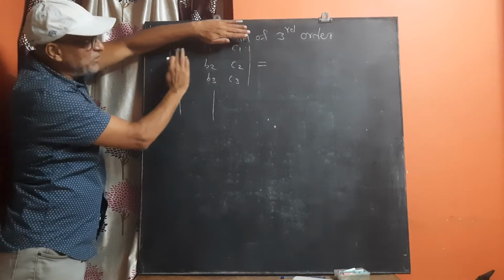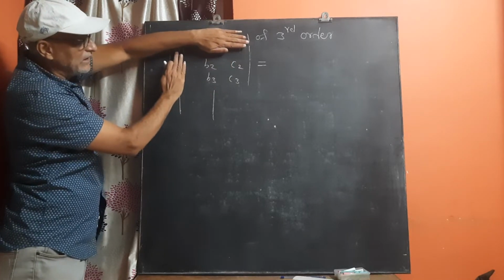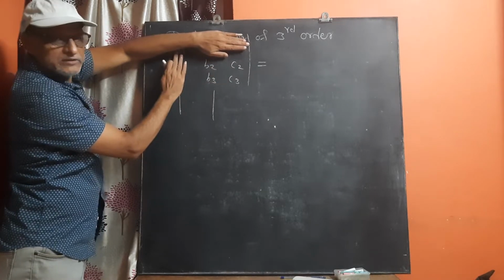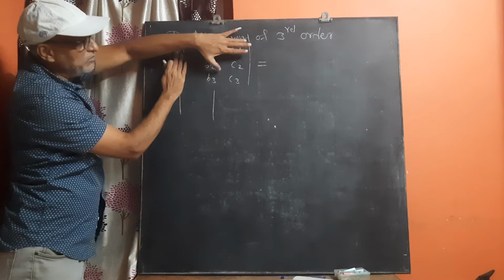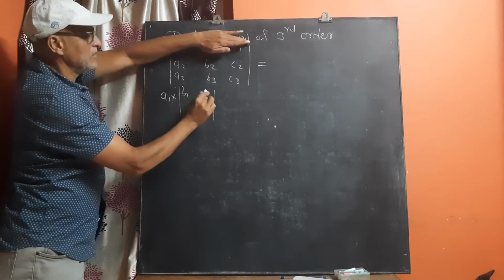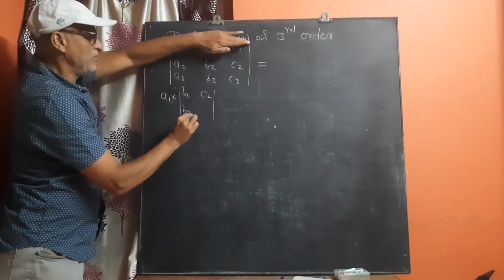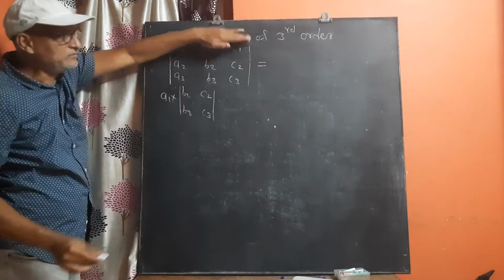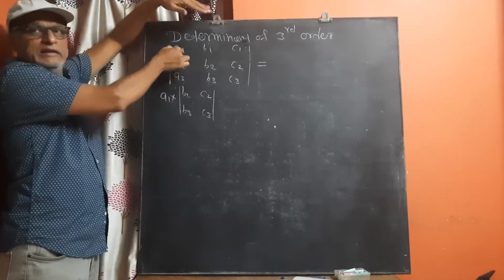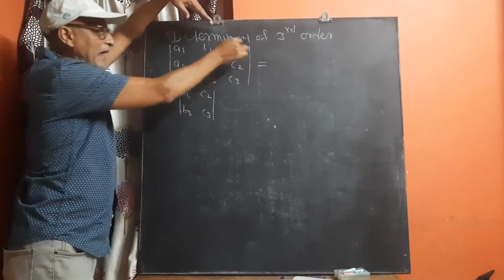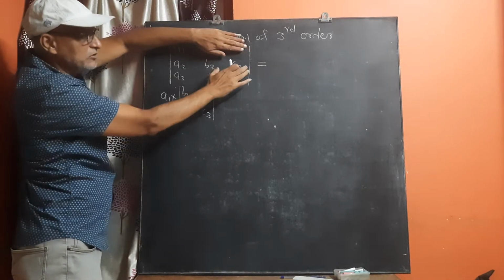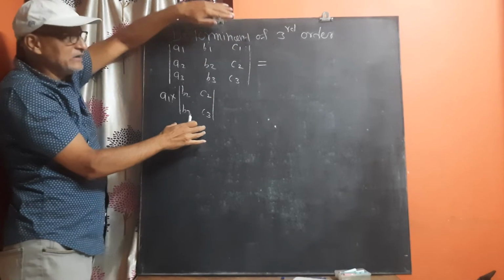After skipping the first row and first column, the remaining elements are B2, C2 and B3, C3. Here, what you are seeing again is B2, C2 and B3, C3. So put those elements here, B2, C2 and B3, C3. We have started with the first element, A1. Skip the row and column. The remaining are 4 elements. Put those 4 elements in the 2 by 2 order.